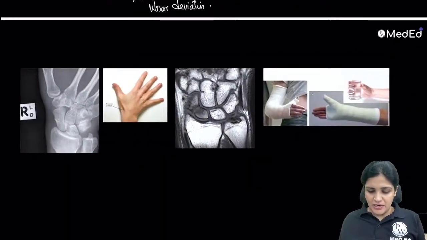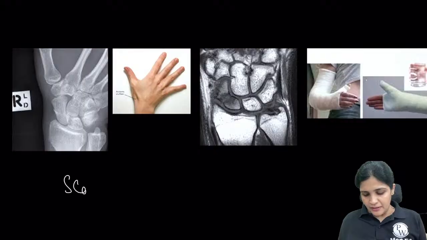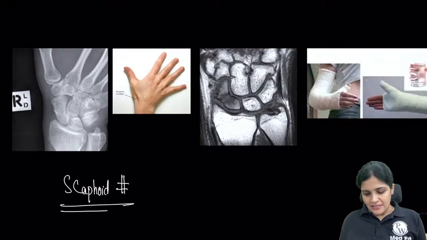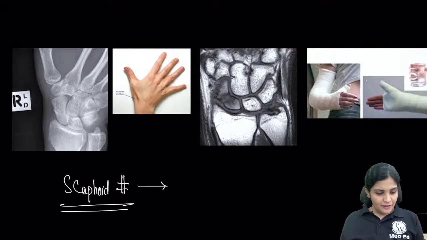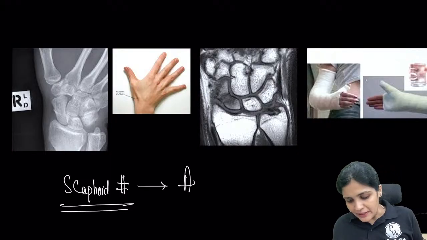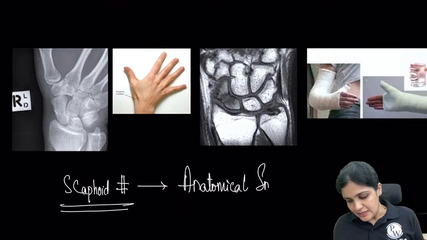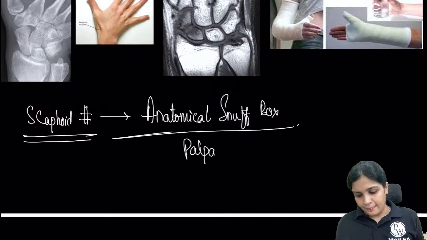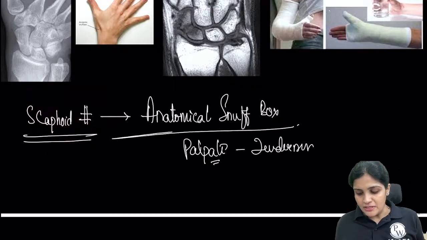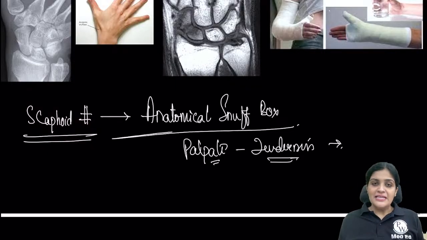Okay, next, what is this? Very important. Scaphoid. Yes, scaphoid fracture. And what is the area? Anatomical snuff box. Yes, anatomical snuff box. So what you have to do is palpate, and if you see tenderness in the anatomical snuff box, then you have to suspect a scaphoid fracture.